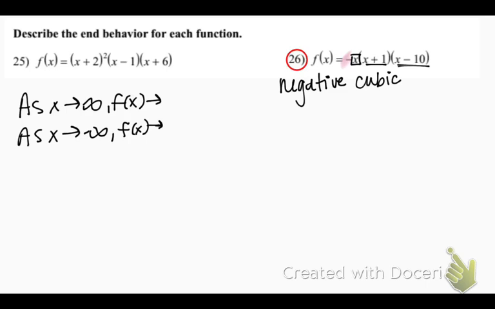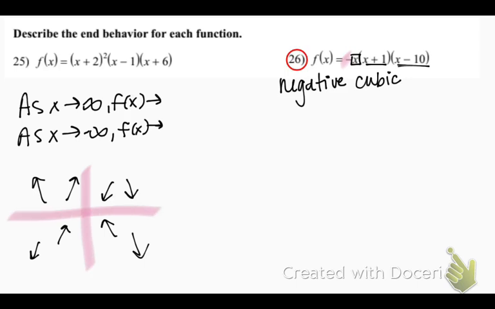Now, if you look back at your toolkit, there are pretty much 4 different possible end behaviors. We have even and positive, even and negative, odd and positive, and odd and negative. So these are our 4 possible end behaviors. This is odd because it's cubic, and it's negative, so that means I'm looking at the bottom right. These are going to be my end behavior arrows.